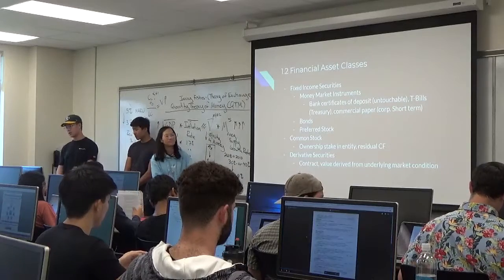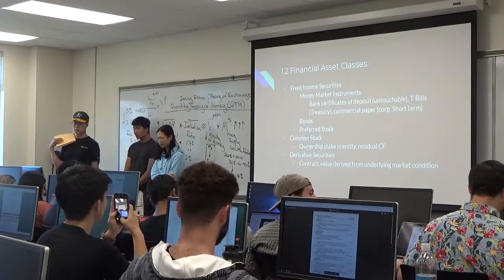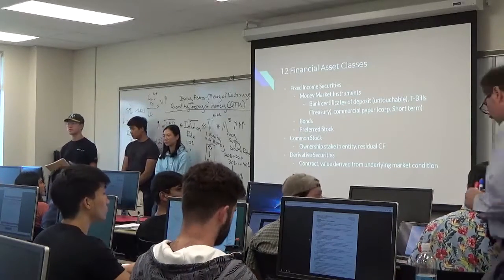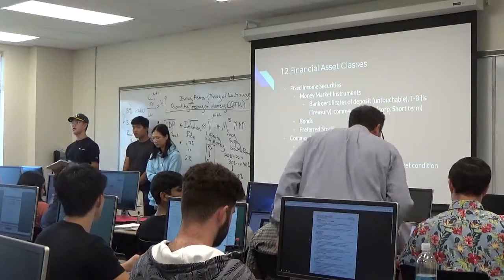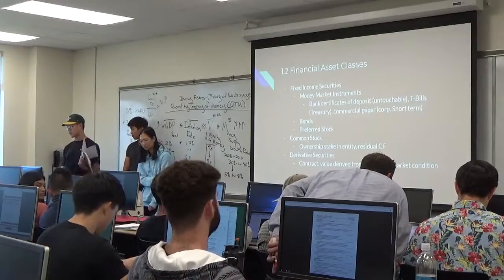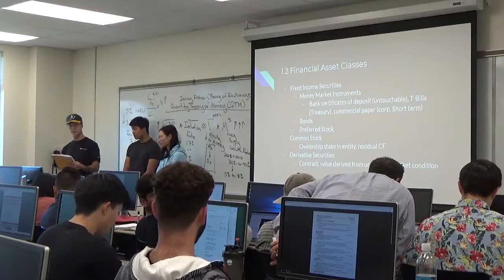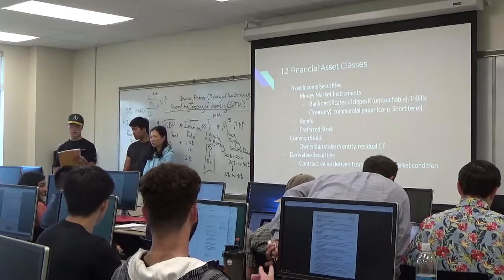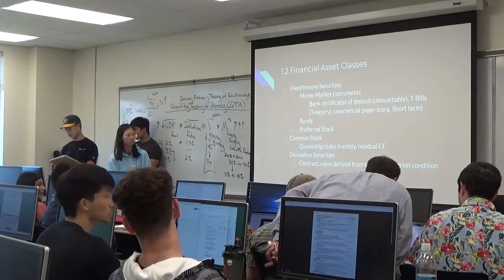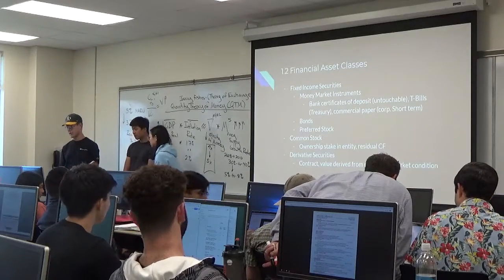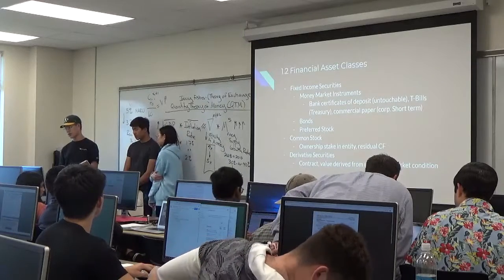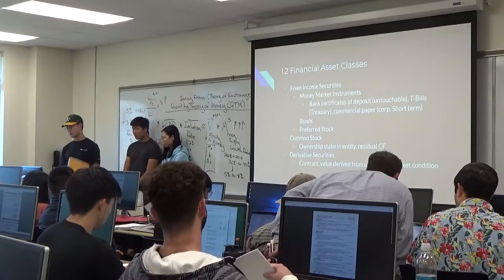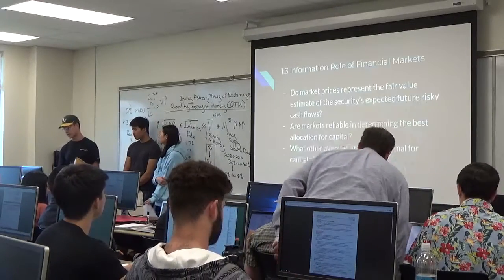So in part 2, we have the idea of fixed income securities, which are money market instruments such as bank certificates of deposit, which is essentially giving some money to the bank with a promissory note not to touch it. A T-bill is the same thing, but with the treasury. And then there's commercial paper, which is short-term lending for corporate businesses and their ventures. Other securities are, of course, bonds, preferred stock, common stock, and then derivative securities, which the professor talked about last week, based on some of the underlying market condition.